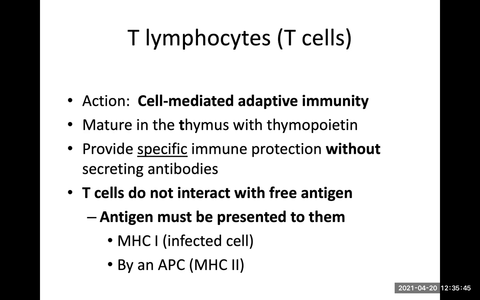So this could be a professional antigen presenter, right? An APC, which presents on the MHC class 2, or it could just be random cells of the body that have been infected or have gotten weird, and they would be telling on their MHC class 1 tag. So cells of the body, MHC1; white blood cells, MHC2. T cells do not interact with free antigen. They have to have the antigen presented to them on an MHC tag.